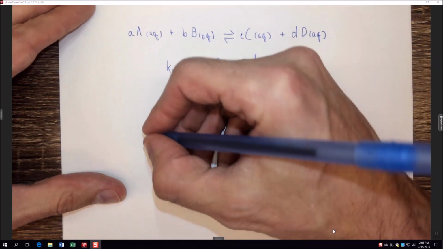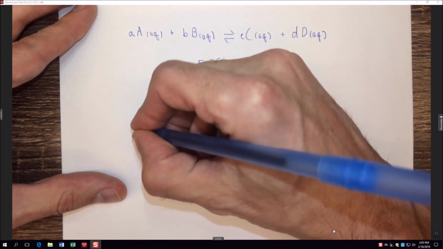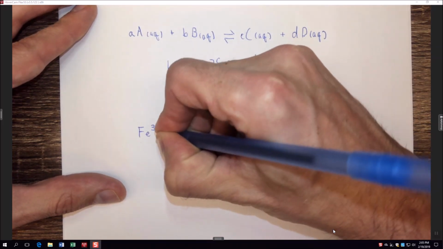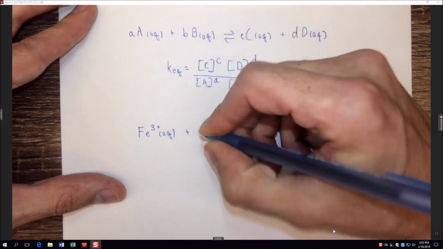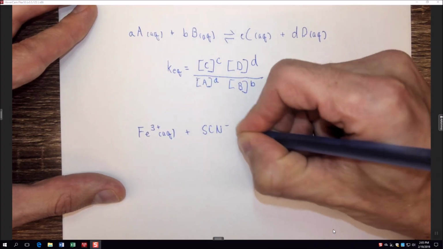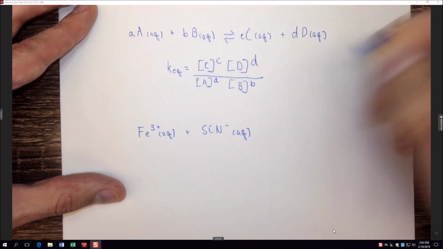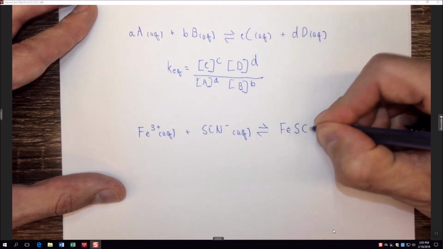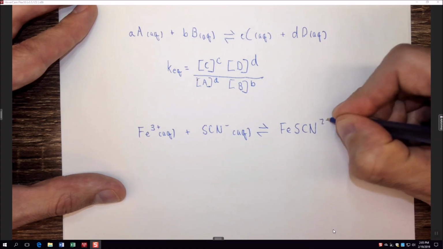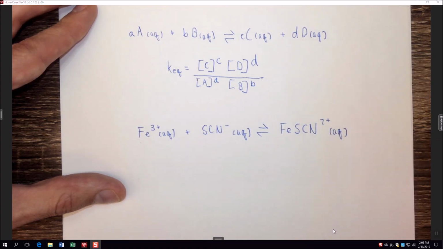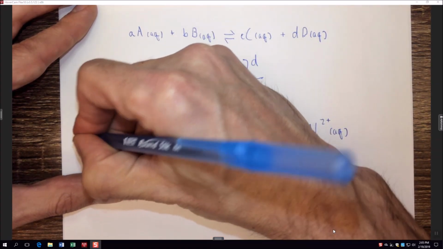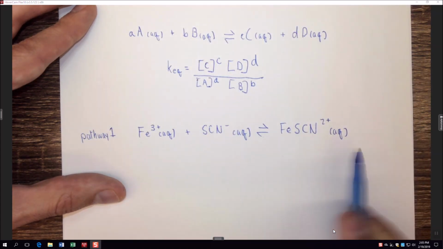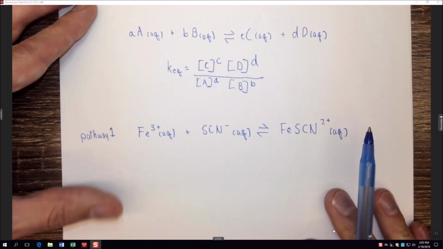So let me explain. Our choices here for the two reactions that could be occurring are, we have Fe3+ aqueous plus SCN- aqueous is in equilibrium with FeSCN2+ aqueous. And we call this, I believe, pathway 1. So this may be the reaction that's occurring.